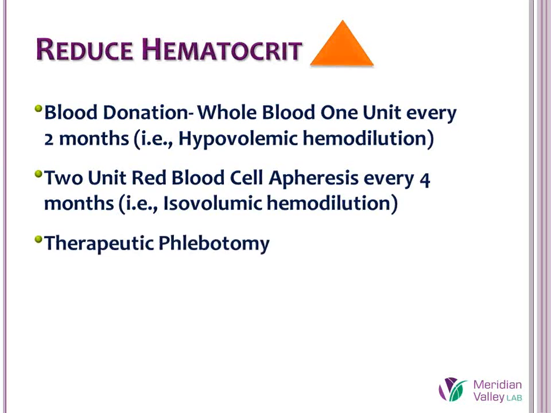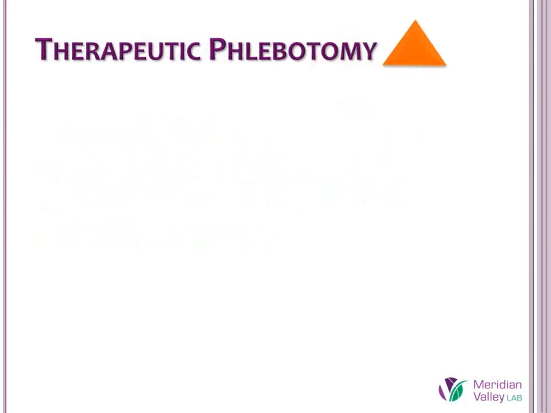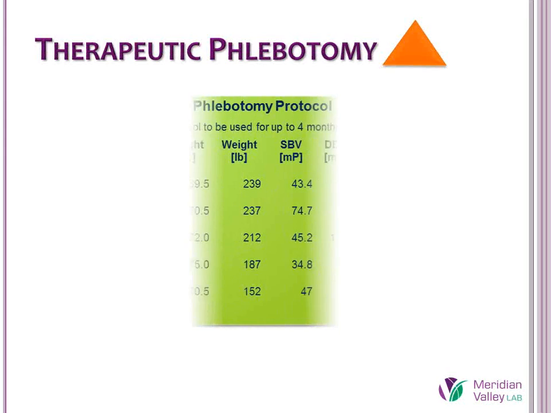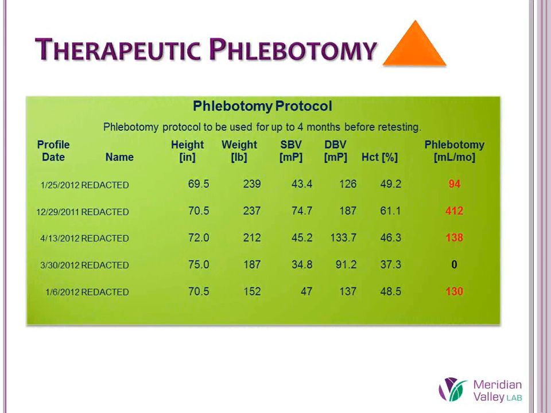And then for patients who are unable to donate blood because the blood banks don't want their blood for whatever reason, there is therapeutic phlebotomy. This is an example of a protocol that's been developed by Dr. Holsworth, Dan Cho, and our lab manager, Janet Juntman. This protocol uses your patient's height, weight, hematocrit, and systolic and diastolic blood viscosity values to arrive at an appropriate monthly volume of blood to be withdrawn. That's assuming that your patient needs it withdrawn.